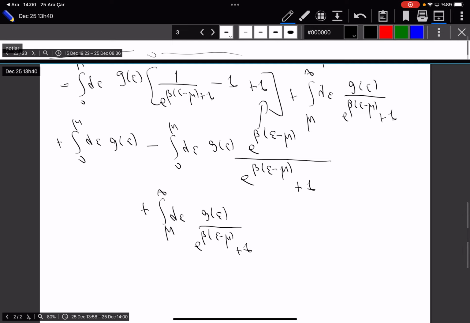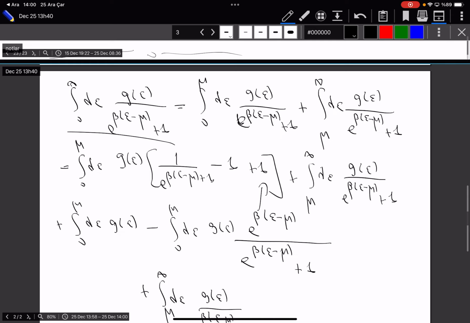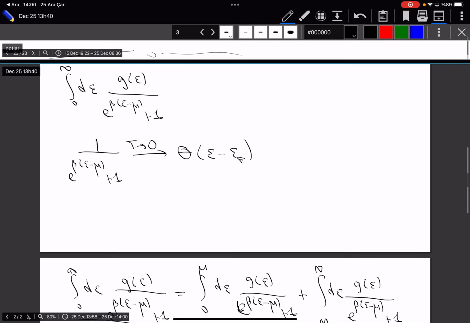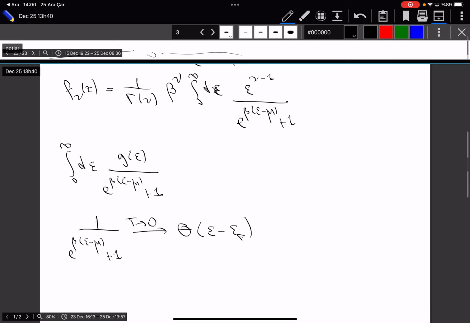Why did we change from epsilon to the power nu minus 1 to an arbitrary function g of epsilon? Well, it's a more general function. That's the only reason. Rather than writing epsilon to the power nu minus 1 all the time, I can just choose g of epsilon to be epsilon to the power nu minus 1.